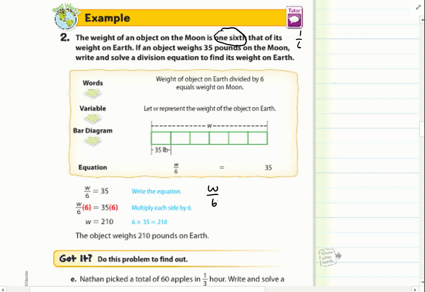So W over 6 equals 35. We're going to multiply 6 on each side. I'm using inverse operations, and these 6's are going to cancel. And then W equals 35 times 6. So the weight is going to be 210 pounds on Earth.